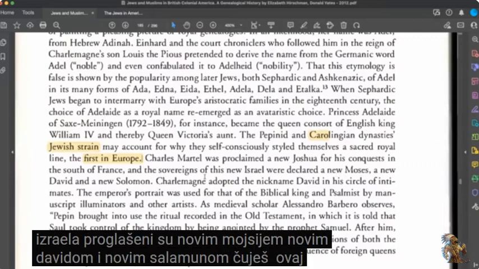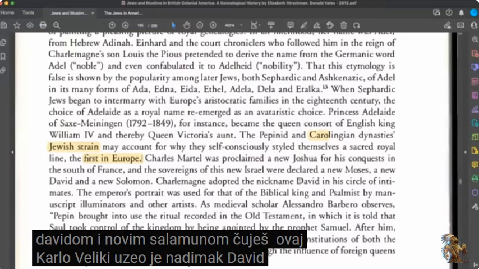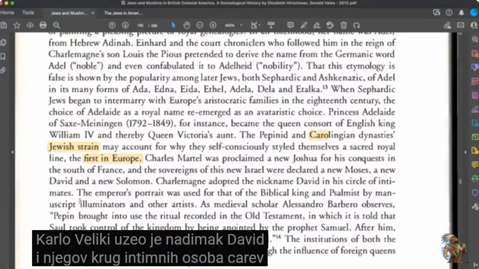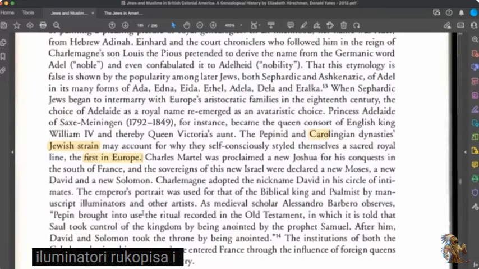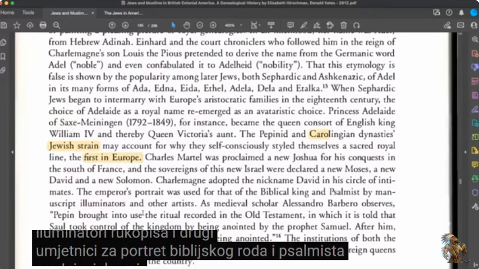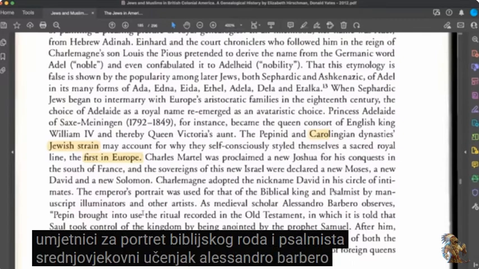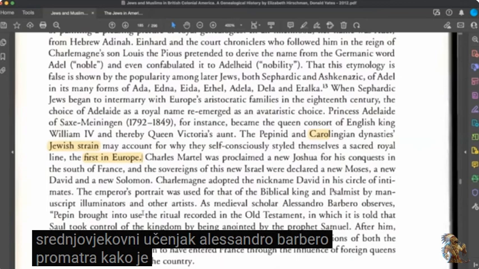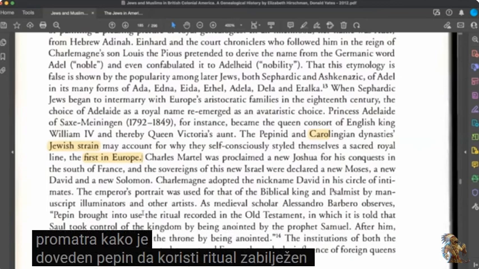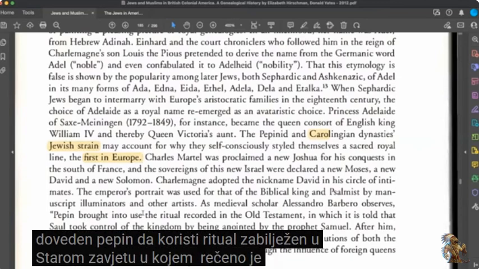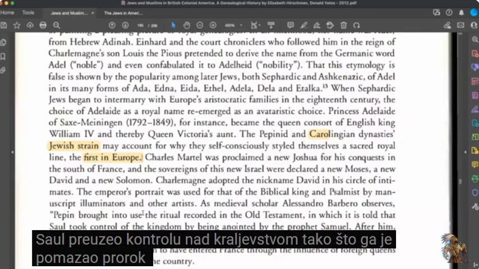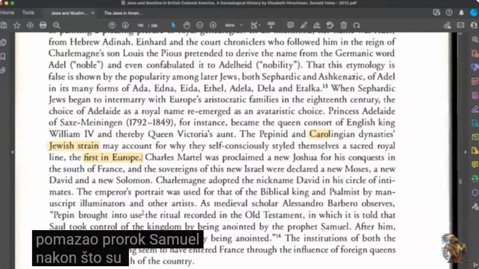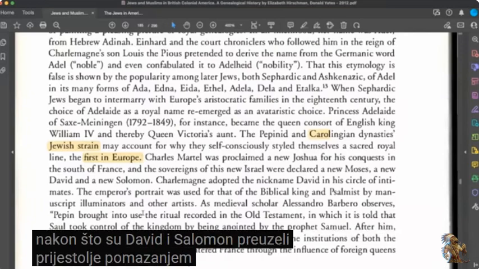You hear this? Charlemagne adopted the nickname David among his circle of intimates. The emperor's portrait was used for that of the biblical king and psalmist by manuscript illuminators and other artists. A medieval scholar, Alessandro Barbero, observes Pepin brought into use the ritual recorded in the Old Testament, in which it is told that Saul took control of the kingdom by being anointed by the prophet Samuel. After him, David and Solomon took the throne by being anointed.